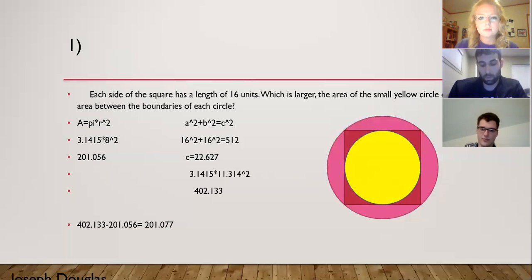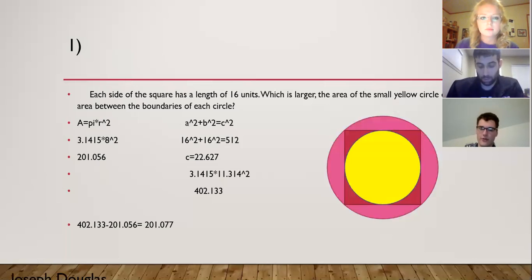Then to find the area of this entire thing here, we need to find the diameter of this big circle, which is the same as the hypotenuse of half this. So 16 squared plus 16 squared is about 512. So 22.627 is about the diameter of this big circle, which divided by 2 is 11.314, squared times 3.1415. So we get a total of about 402.133 for this entire circle.